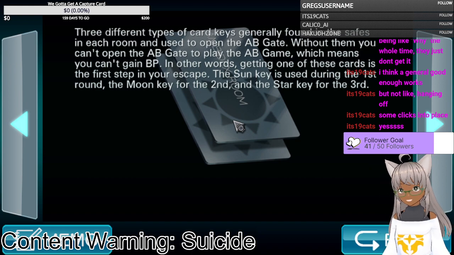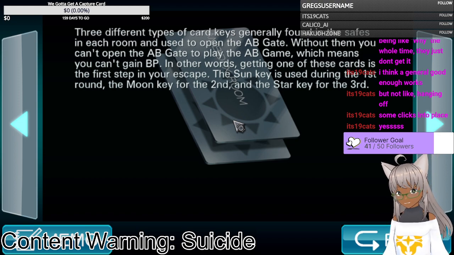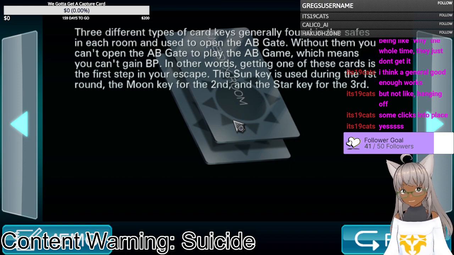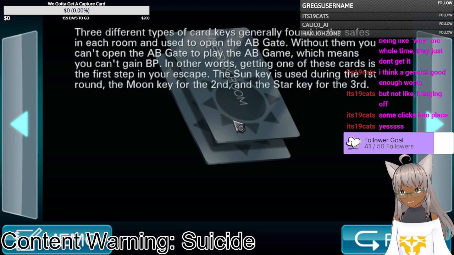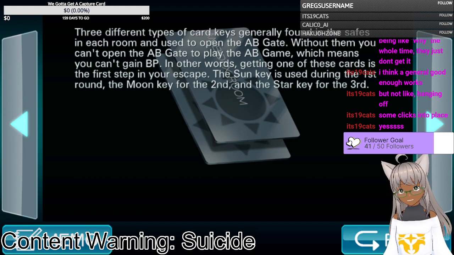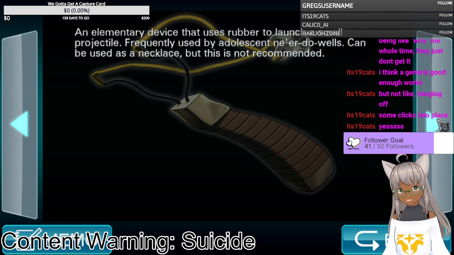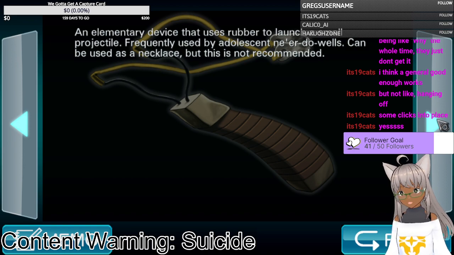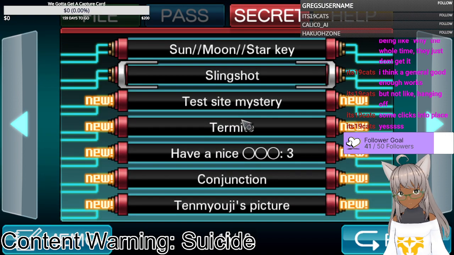Each different type, 3 different types of key cards generally found in the safes in each room and used to open the AB gate. Without them, you can't open the AB gate to play the AB game, which means you can't gain BP. In other words, getting one of these cards is the first step in your escape. The sun key is used during the first round, the moon key for the second, and the star key for the third. A slingshot, an elementary device that uses rubber to launch a small projectile. Frequently used by adolescent ne'er-do-wells. Can be used as a necklace, but is not recommended.